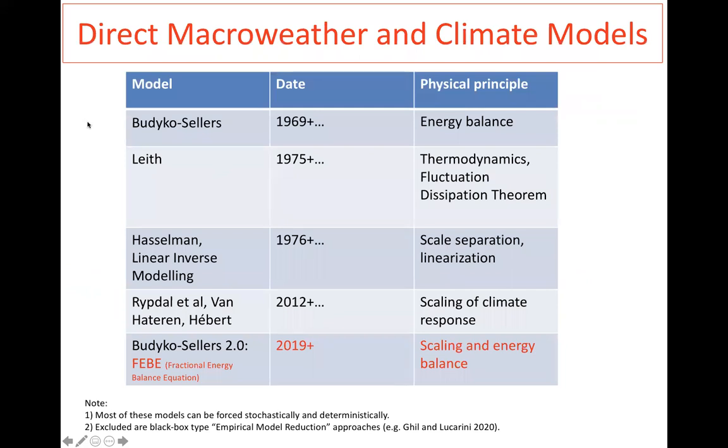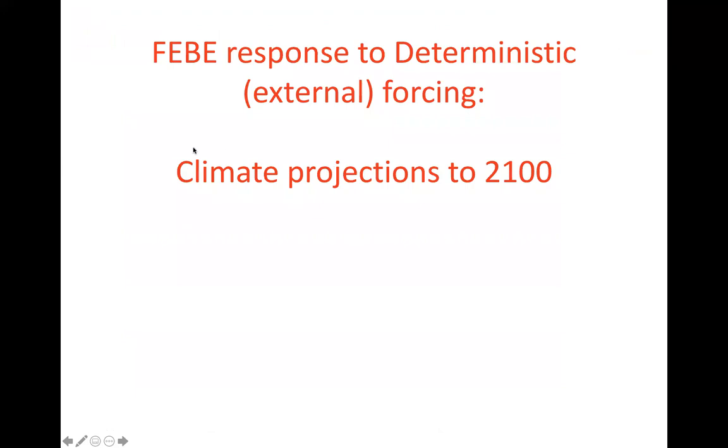So where are we now? Well, there are approaches to this, going back to Budyko-Sellers energy balance models. There are other proposals by Leith, Hasselmann. There are variations on this. There have been scaling climate response models. And what I'm claiming is the most promising at the moment is a combination of Budyko-Sellers, so energy balance, with scaling, and that's this fractional energy balance model. So let me just give you a little bit of propaganda before I finish. So the FEBE, that's this new model.